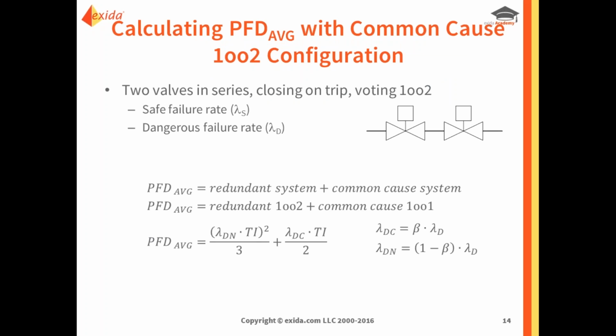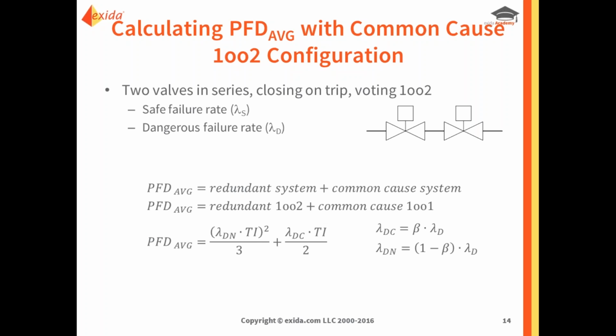So if we look at the common cause, let's start with a 1 out of 2 configuration, because 1 out of 2 is behaving like we expect it to. The typical example would be 2 valves in series where the valves need to close on trip. So if there's a dangerous situation, the valves need to close, and you have the 2 in series. So 1 of the 2 being successful will achieve the safe state. And let's assume we just have a simple safe failure rate and a dangerous failure rate. So we're not talking about diagnostics or anything. You could say everything is undetectable. For simplified discussion, just a safe failure rate and a dangerous failure rate.